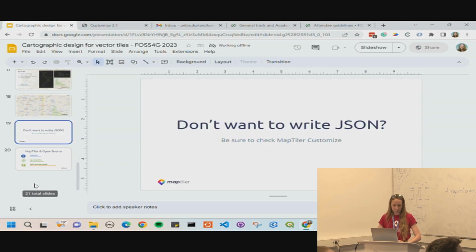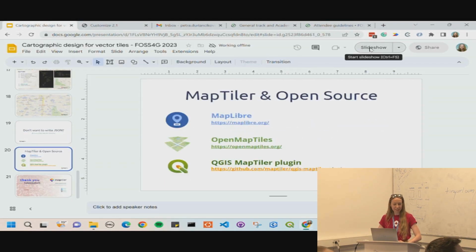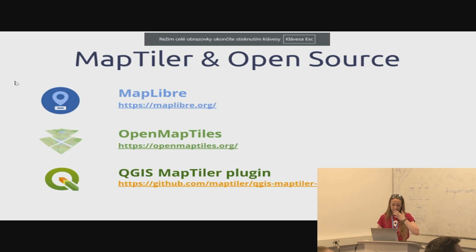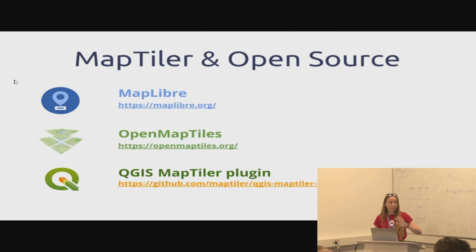And here are just some other open source contributions of MapTiler. I will just rush through it, maybe. As I said, I won't cut you off. Okay, so just pretty quickly, MapLibre is an open source fork of Mapbox GL JS, and we are building very many things on top of MapLibre.